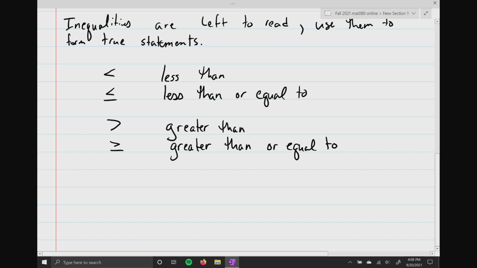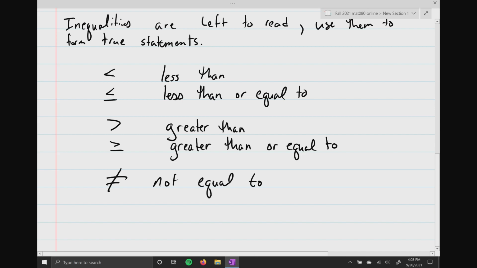Now, there is another inequality symbol that we do use. In fact, we use it a lot. But I don't think we do a good job at kind of explaining it, and that's this one, which stands for not equal to. And we use this a lot when we're comparing numbers, or we're comparing quantities or something like that.